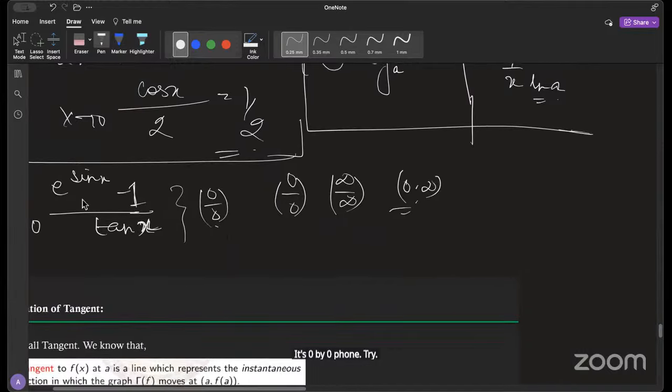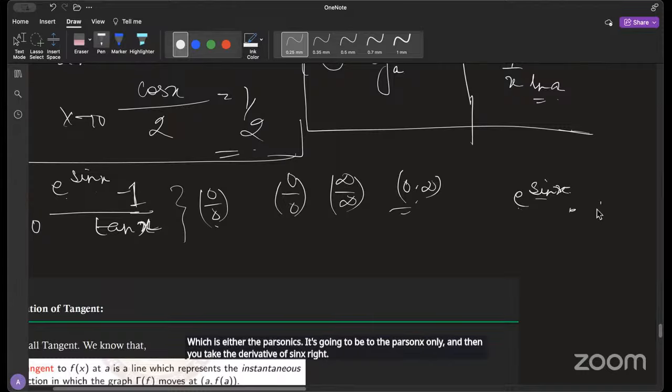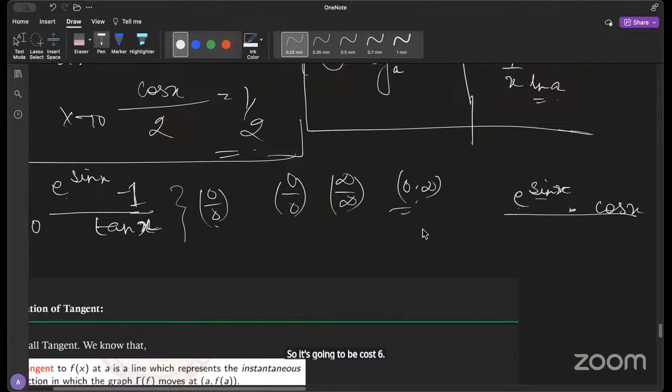Let's try to apply it then. What's the derivative of e to the power sin x? This is a composition of two functions, right? e and sin x. So for the derivative, first you take the derivative of e to the power f(x), which is e to the power sin x only. And then you take the derivative of sin x, right? So it's going to be cos x. Then sin x by tan x we have to solve. That is sin x by cos x. So cos x, and when x is 0, it will be 1. 1 will be the answer.